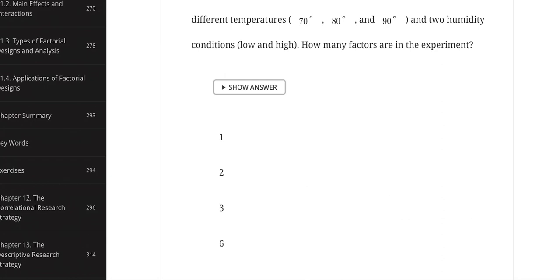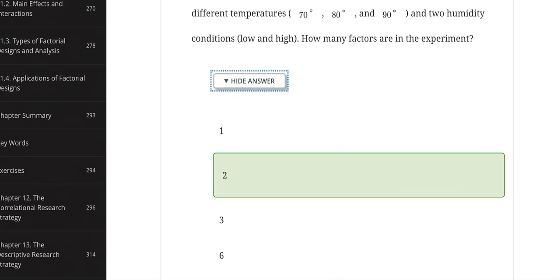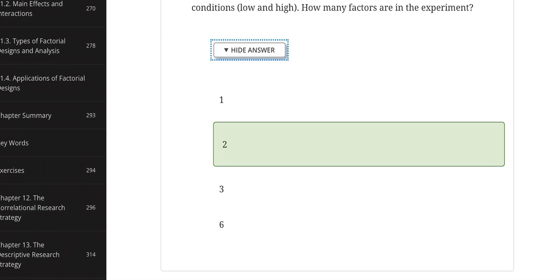We are measuring the eating behavior of the rats. So the dependent variable is the eating behavior. So we have 2 independent variables here that we're looking at, the different temperatures and the different humidity conditions. So temperature and humidity are our 2 independent variables or 2 factors. So factor A would be the temperature and factor B would be the humidity.